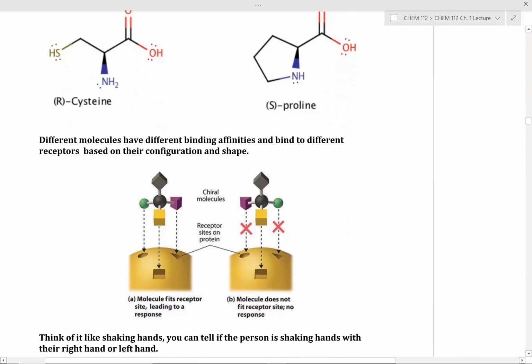So essentially this idea is based on lock and key: different molecules have different binding affinities and bind to different receptors based on their configuration and shape. Depending on the arrangement of their substituents, they can fit into different receptors and fit in certain receptors with a greater binding affinity.